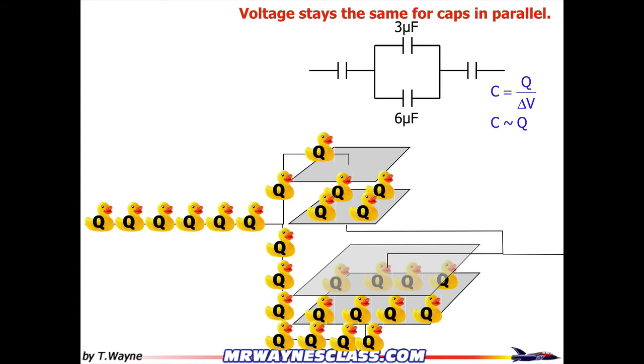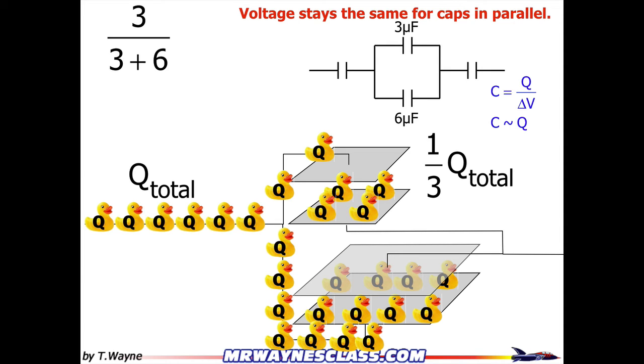Or you can look at it as one of these capacitors gets 1/3 the total charge coming in, and the other one gets 2/3 the total charge coming in. So I've got this total amount coming in, and the top one gets 1/3. In other words, part divided by the whole, 3 divided by 3 plus 6, or 3 over 9, and that's going to be 1/3 the total. The bottom one is 2/3, so that's 6 microfarads divided by 3 microfarads plus 6 microfarads. 6 divided by 9, that's 2/3 the total charge. So that way we can proportion out how the charges go to the capacitors.